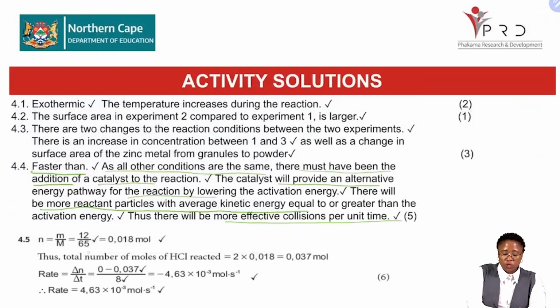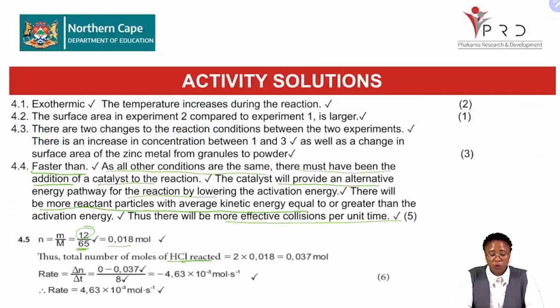So the first thing that you are going to do is convert the mass to the number of moles. We're going to divide the 12 grams by 65, which is the mass number for Zn, which is zinc. We will get 0.018 moles. So we have converted the mass of Zn, which is zinc, to number of moles.